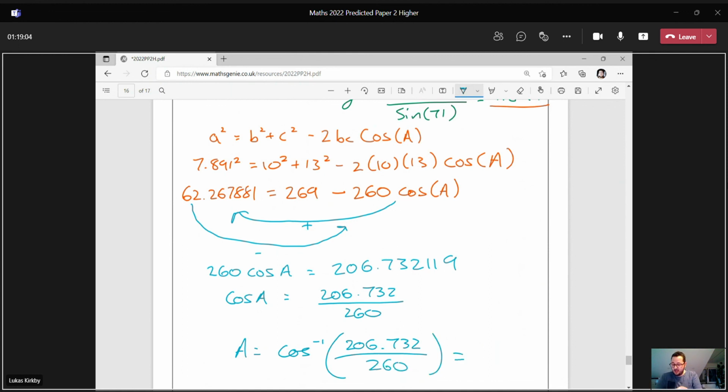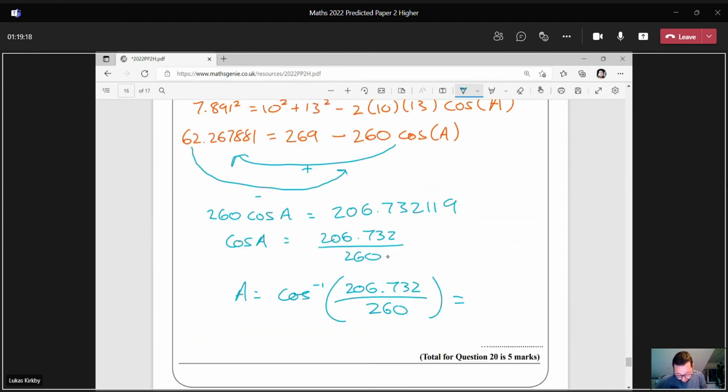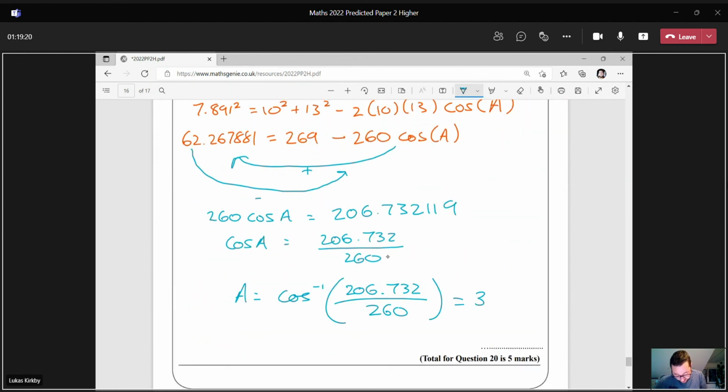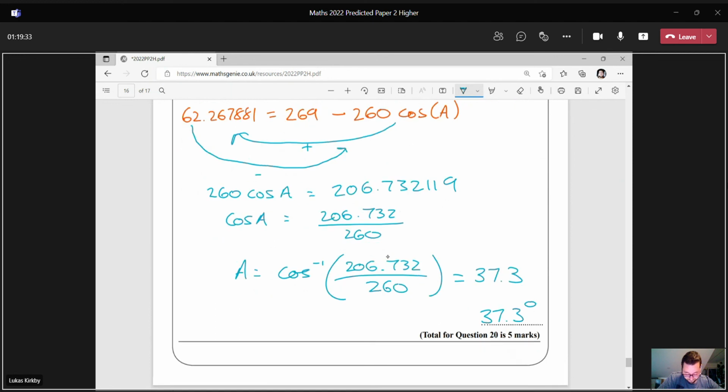Okay, which is going to be, so again, calculator shift cos, 206.732 divided by 260, and I think they wanted it to one decimal place, so that's going to be 37.3. Remember we've just worked out an angle, so give it the degrees symbol. Okay, so another chunky monkey, but we've managed to get 5 marks hopefully with that.